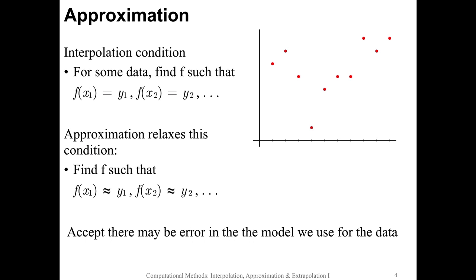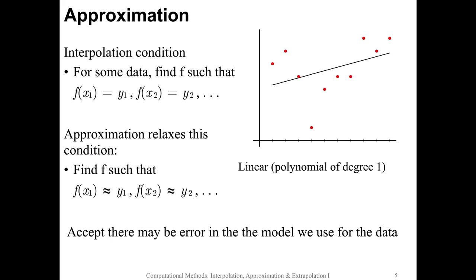So if we remind ourselves of the interpolation condition, that meant that for a set of data points where we take some measurements, the y's are the measurements and the x's are the locations, the interpolation condition says that we should find some function that actually equals our measurements at our knot points. Now for approximation, on the other hand, we relax this condition a little. We simply seek a function f such that we approximately match our measurements at each of our locations. We accept that there might be some error in the model that we use, or maybe some error in the measurements that we made for our data.